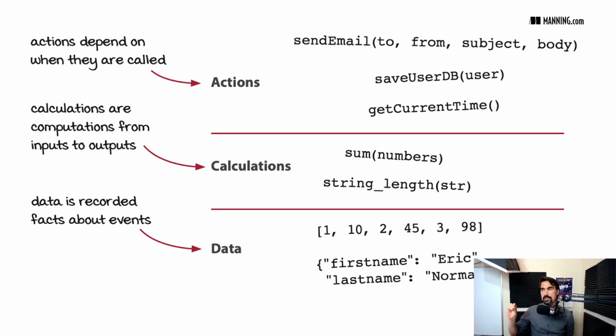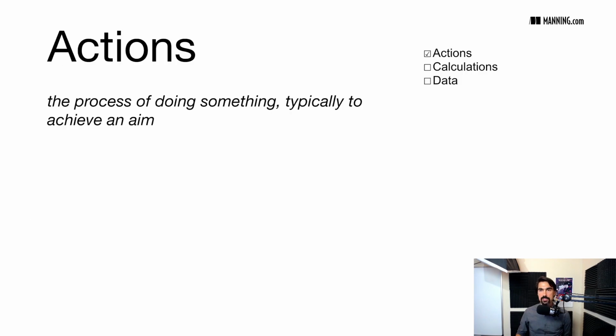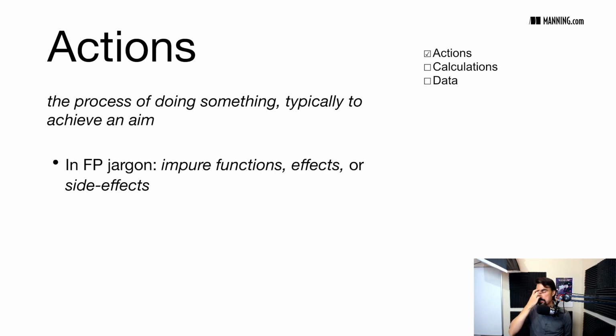So let's go over each one and give precise definitions. Actions, if you look it up in the dictionary, one definition you might find is the process of doing something typically to achieve an aim. And I think that captures what actions are all about. They're trying to do something external. It's not just thinking about it, it's actually doing the thing. We call them in FP jargon, you might have heard these terms before, impure functions, effects, or side effects. So these are the terms that you'll hear outside of these slides in my book.